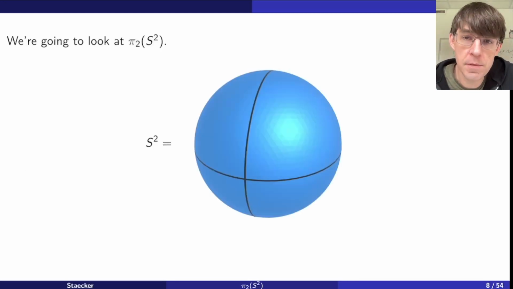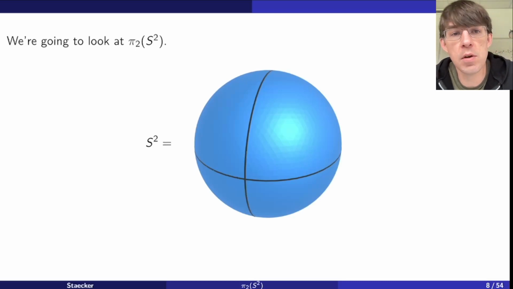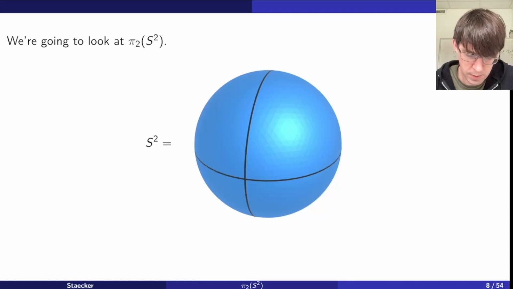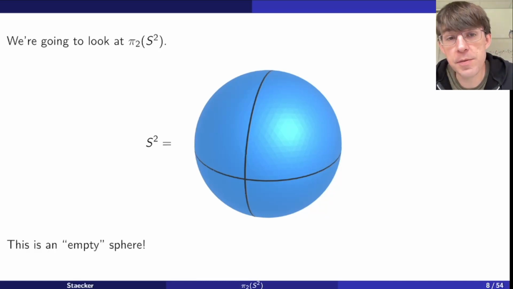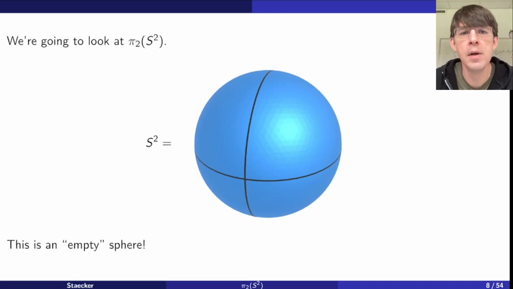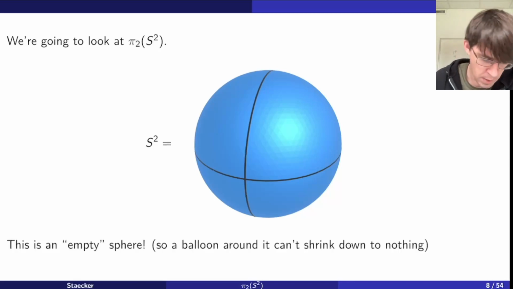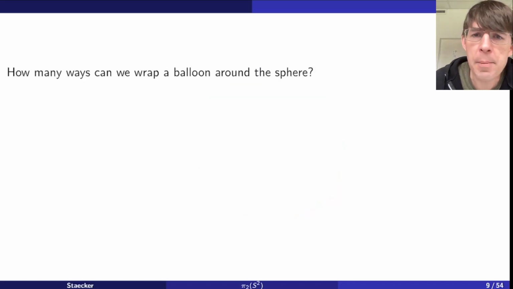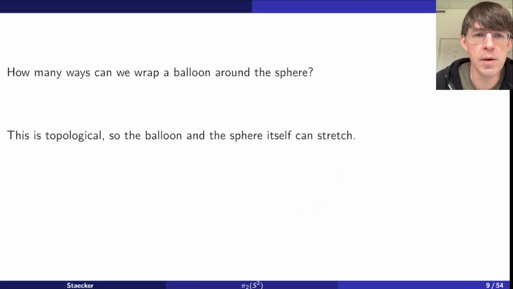Now, for the rest of what I'm going to say, I'm just going to talk about pi2 of S2, where S2 is the 2-dimensional sphere, which lives inside of R3, if you look at it according to this picture. This is an empty sphere. I mean, it's not a solid ball. It's just a shell. If it were a solid ball, then you could shrink a balloon down inside the sphere to nothing. But I don't want that. I want just the outer layer of the sphere. All right. How many ways can you wrap a balloon around the sphere? That's really what I'm talking about if I ask you what is pi2 of S2.